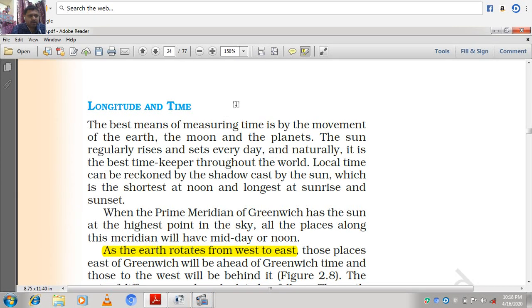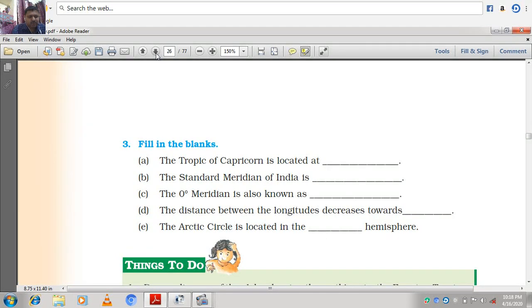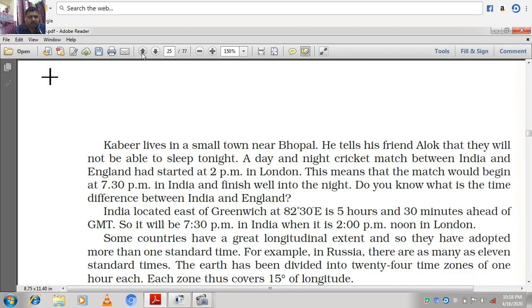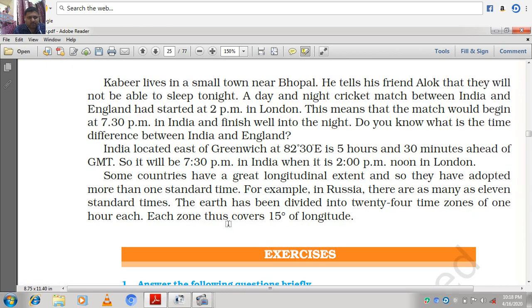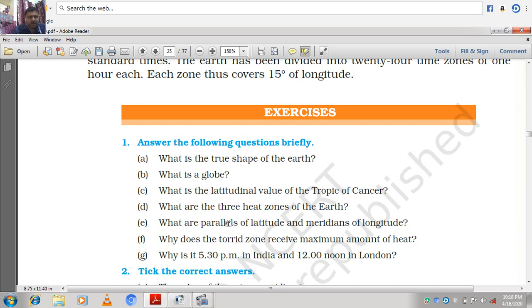Okay, students, in this lecture we will discuss the exercise of the second chapter of geography, The Globe: Latitudes and Longitudes. So the questions are here. Come on, firstly the exercise on page number 25. So open your NCERT geography textbook to page number 25.